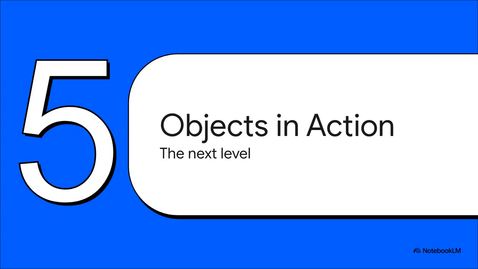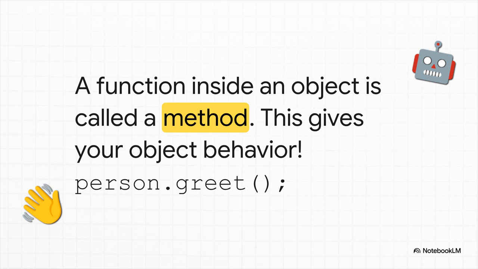All right, it's time for our final section where we put it all together. Objects in action. Now that we've got the fundamentals down pat, let's explore some of the more powerful things that objects can really do. So here's a really cool trick. An object's value can actually be a function. And when we do this, it gets a special name, a method. This is how we give our objects behavior. So our person object doesn't just store data about Marco anymore, it can now perform an action, like greeting us. It literally brings our data to life.